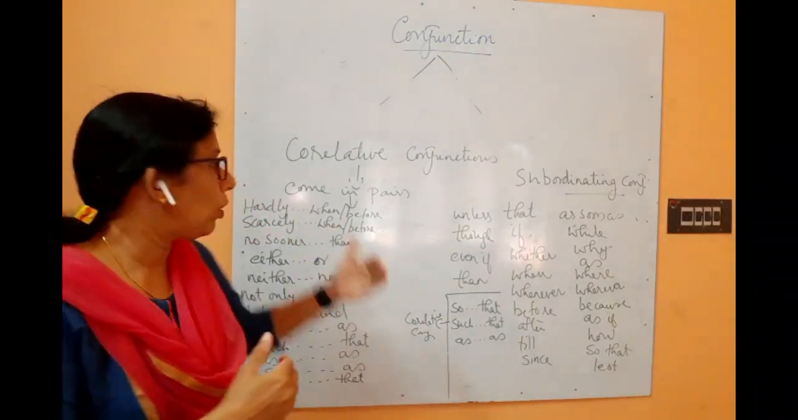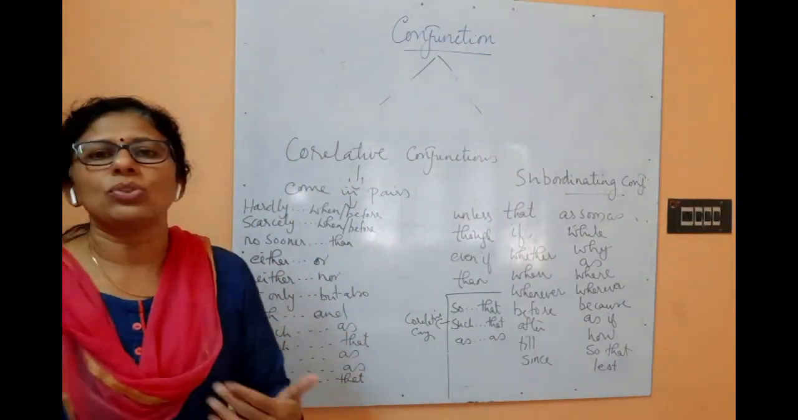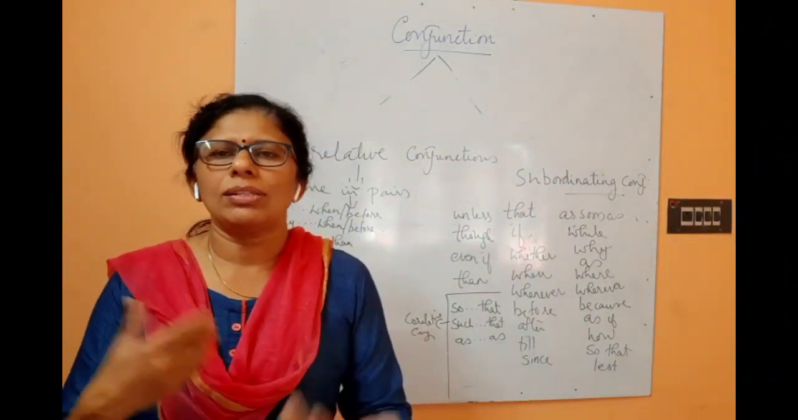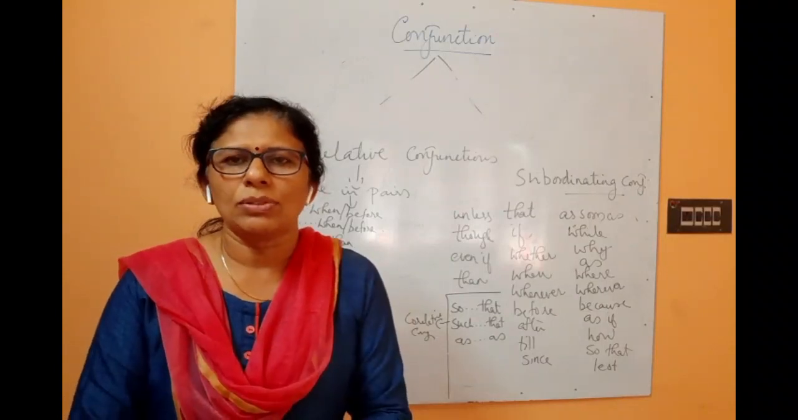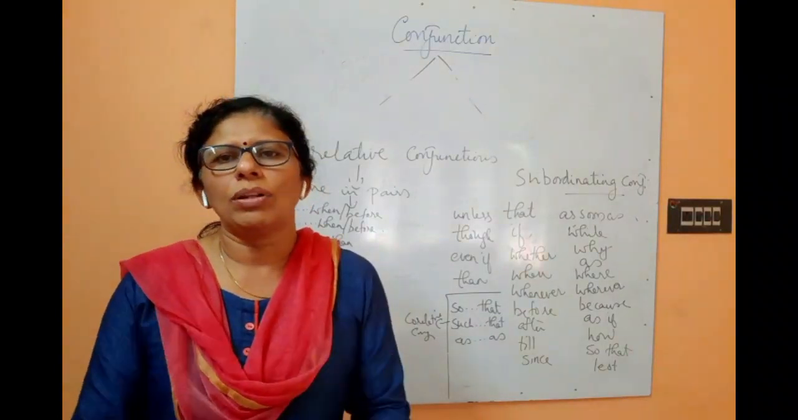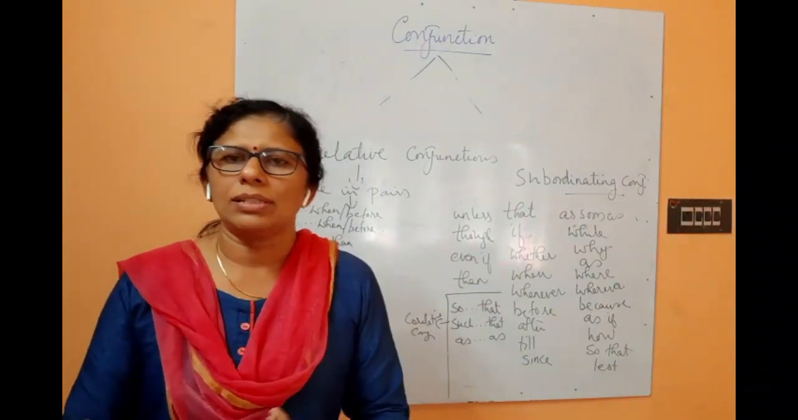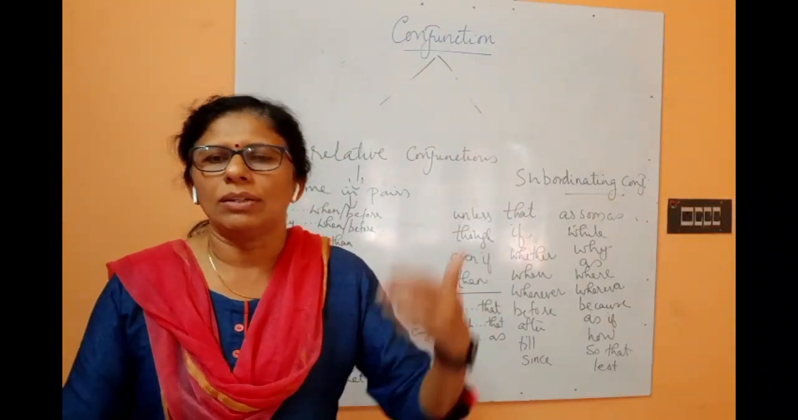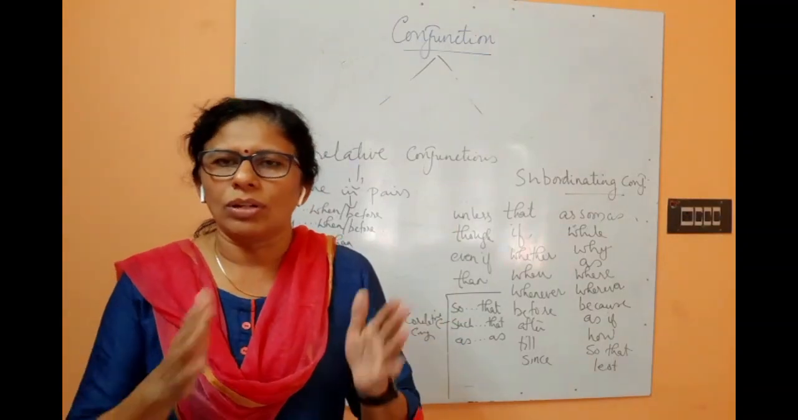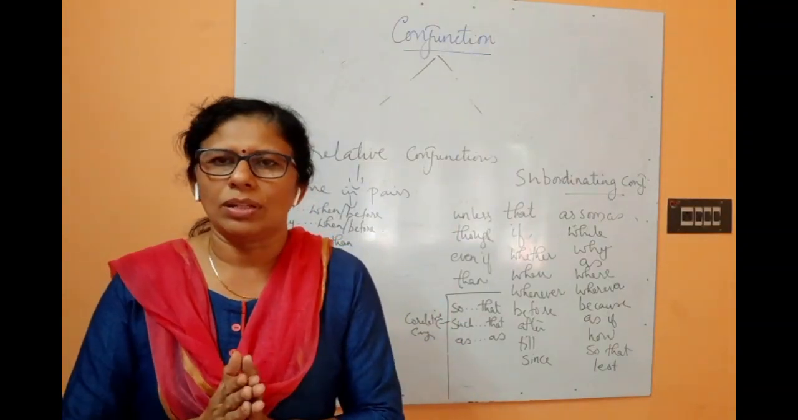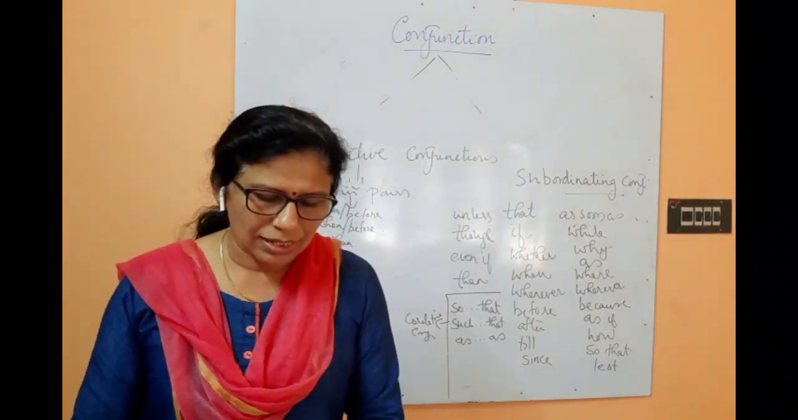Okay, and how these conjunctions are used to combine the sentences, that we'll see in the next class. A lot of examples I'll give you. So from those examples you can easily understand how we will use these conjunctions to combine the sentences, one sentence with the other, whether it is main clause with the subclause, or main clause with the main clause, or independent clause with independent clause. Okay, so all those things we'll see in the next class, children.